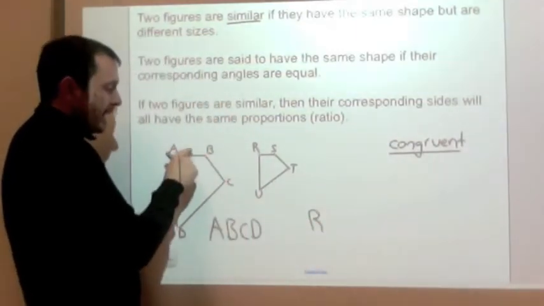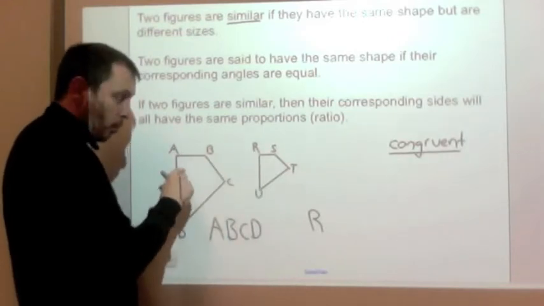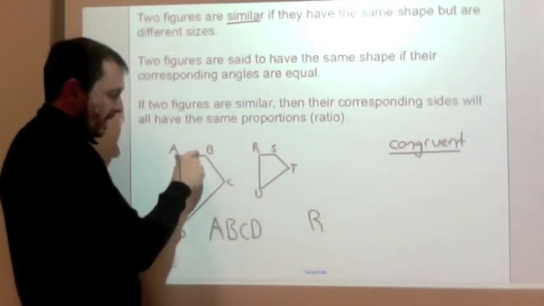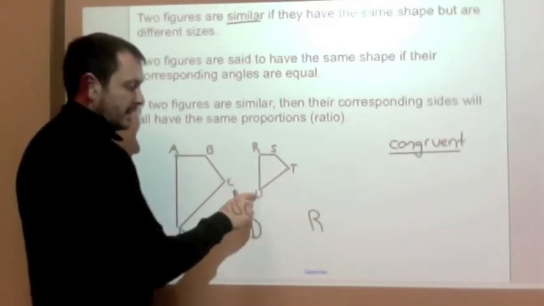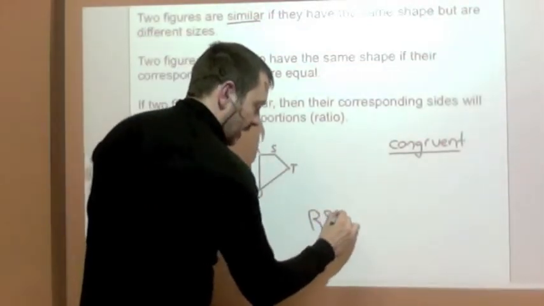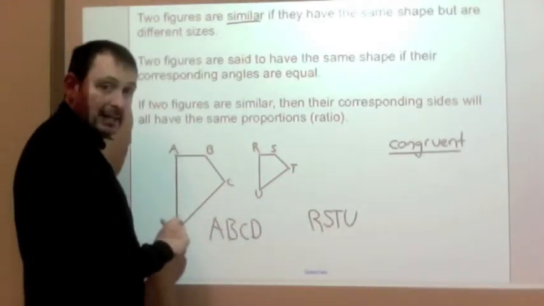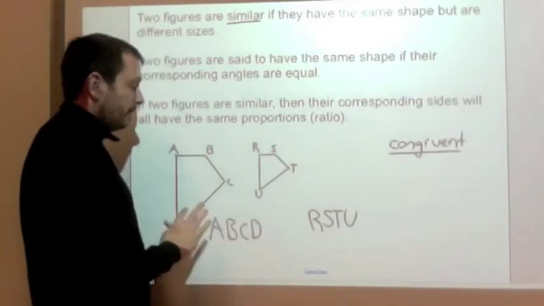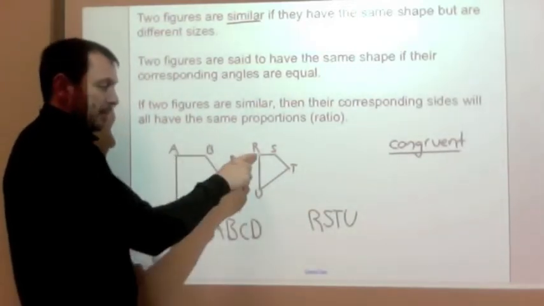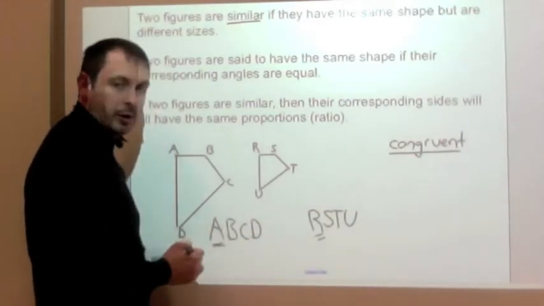When I went A, B, I went to the right. So I must continue in the same order. So top left, top right, bottom left. So R, S, T, U. So I did not name this one, if this one was A, B, C, D, I did not name this one T, S, R, U. It must be in the same order. So top left, top left. So A corresponds to R.